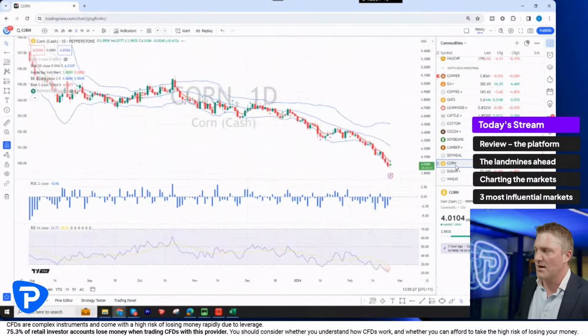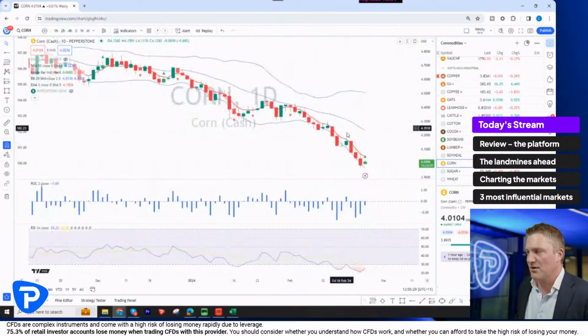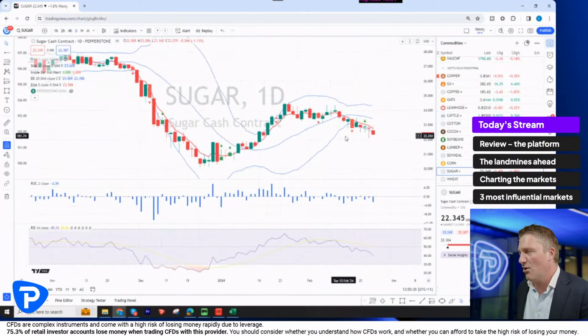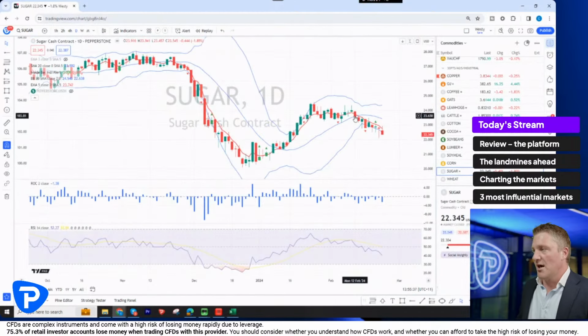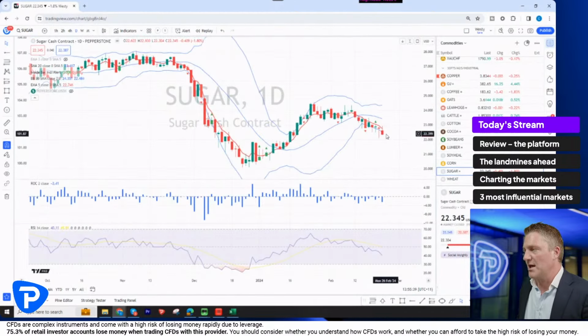If you can go into some of the setups that we're seeing in some of the agricultural markets as well, really strong. Anyone who likes trend following would be all over these moves at the moment. Corn, sugar, I like this one lower. I think this one continues to trade lower. This is an early move, but I like this one from the short side with stops above $23.